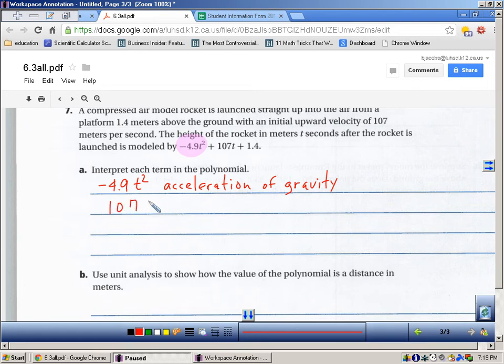The 107 times t represents the velocity of the rocket, and it's the upward velocity. Again, gravity is a downward direction. This velocity here is upward direction. So this is, again, the velocity of the rocket. Okay, so we'll write that down, and it's the velocity upward. I'm having trouble spelling here.